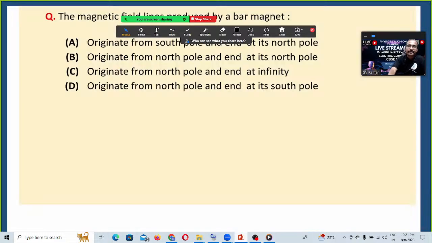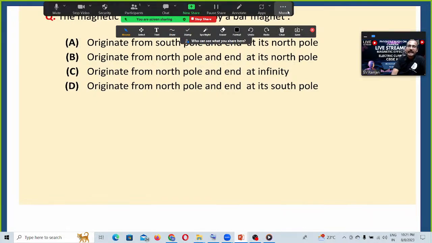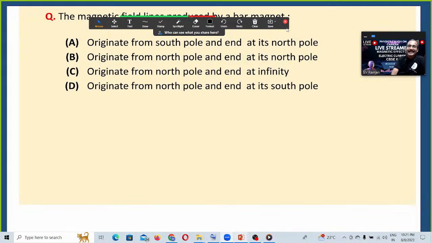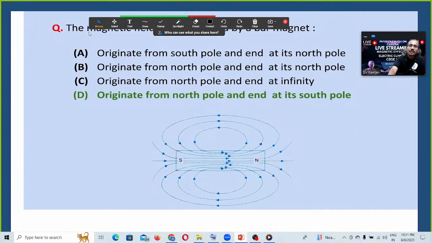Yes, there is a question for you. The magnetic field lines produced by a bar magnet: option A, originate from the south pole and end at the north pole. Option B, originate from the north pole and end at the north pole. Option C, originate from the north pole and end at infinity. Option D, originate from the north pole and end at the south pole. So what is the right answer? The right answer is that they originate from the north pole and end at the south pole.